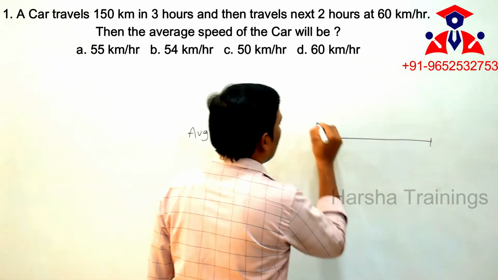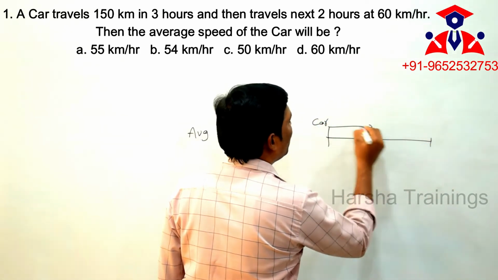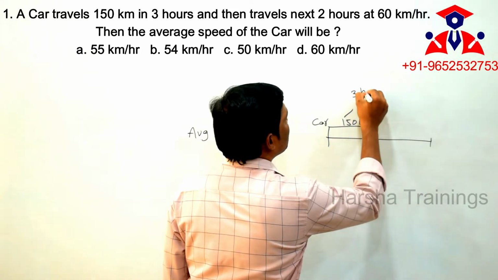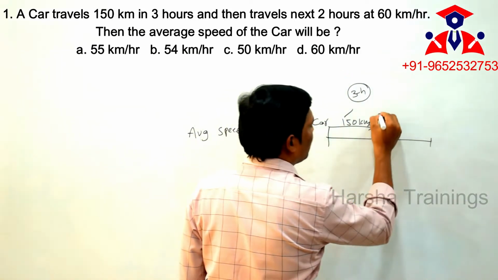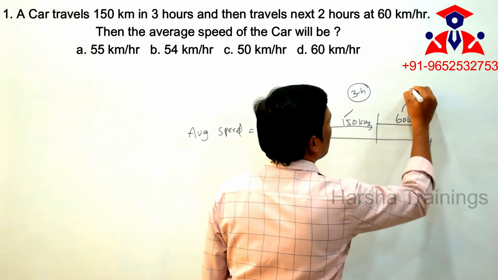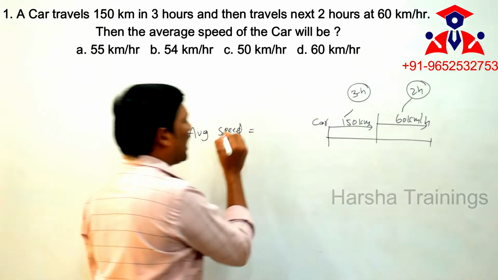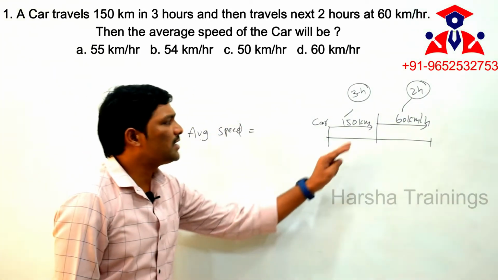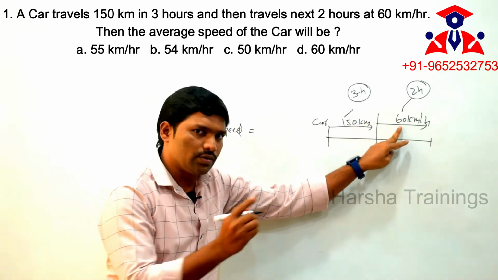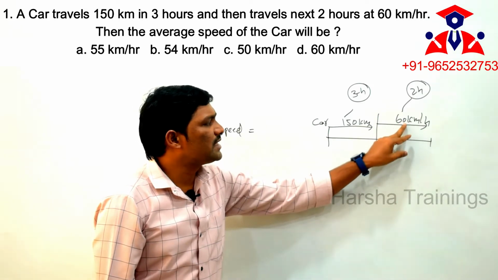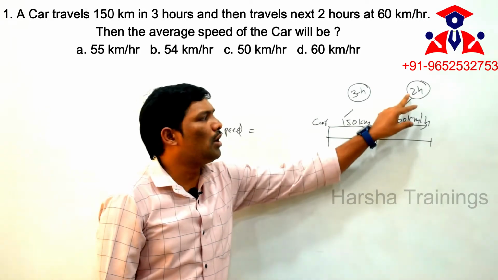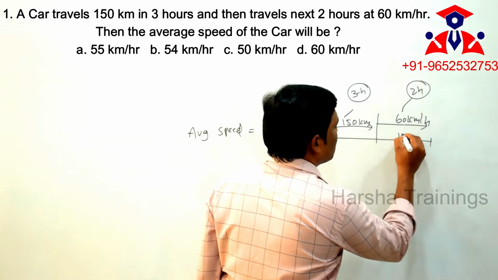The given information: a car travels how many kilometers first? 150 kilometers. Taking how many hours? 3 hours. Next it travels with a speed of 60 kilometer per hour, taking how many hours? 2 hours. Find out the average speed, guys. First distance is how much? 150 kilometers. Second distance is given here? No. So 60 kilometer per hour. So 1 hour how many kilometers? 60 kilometers. 2 hours how many kilometers? 120 kilometers. Yes, very good.